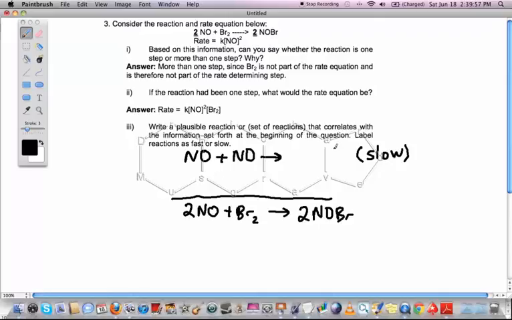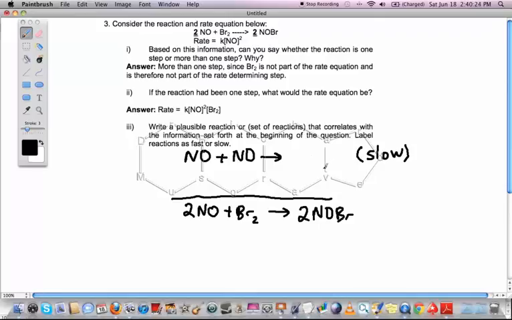Now here's why we know that. We know from what I was telling you earlier that the rate depends on what's going on in the slow step. The only things involved in the slow step are two molecules of NO, and we know it's two because of the squared up here, so it's NO squared, which means that we must have two molecules of NO involved in the slow step. So it's NO plus NO gives something, and that's slow.